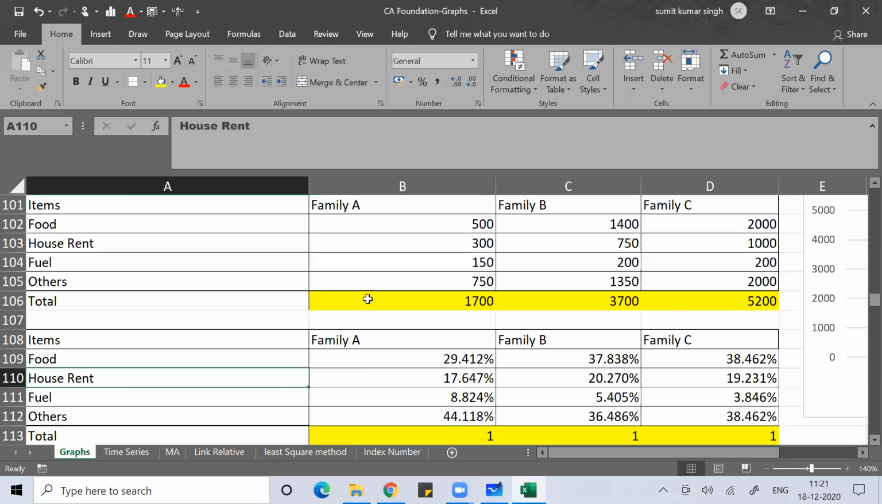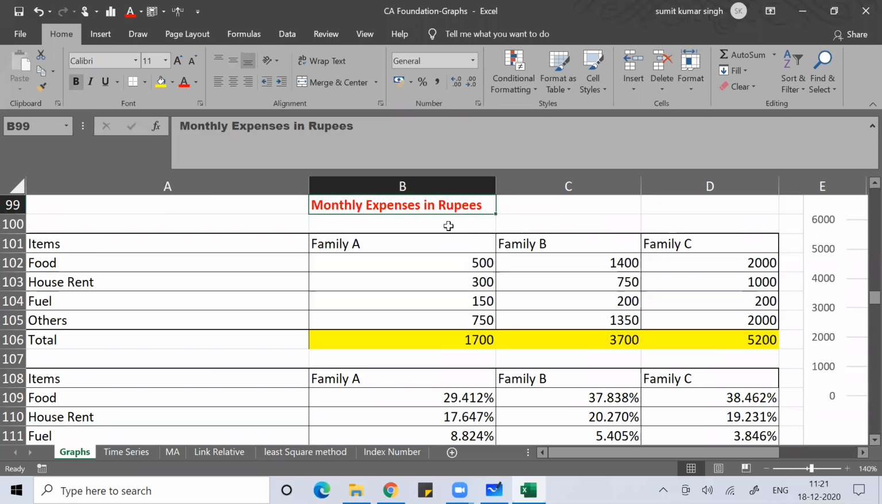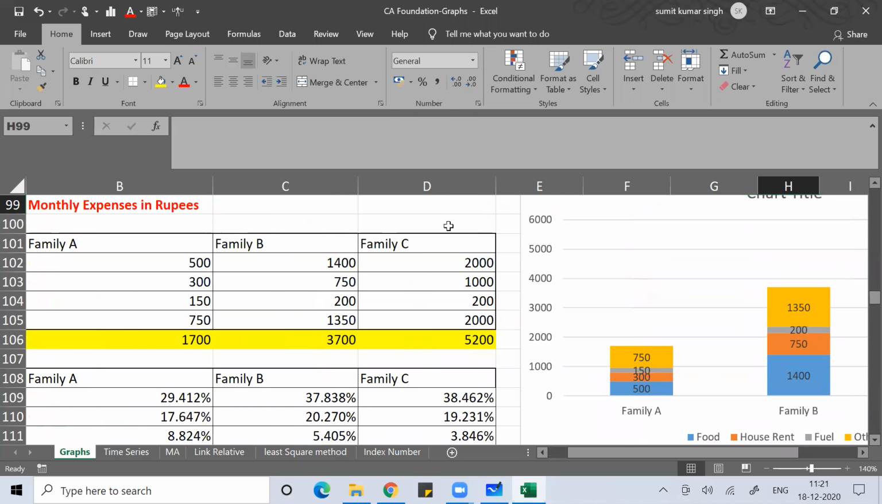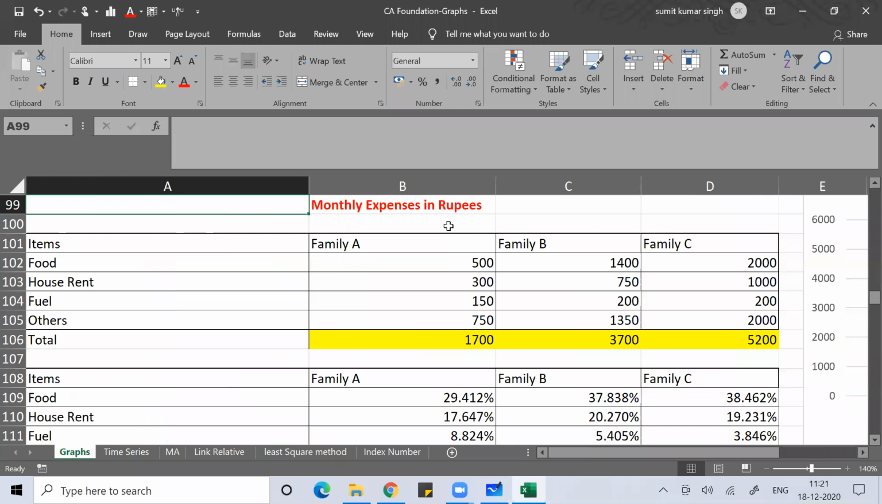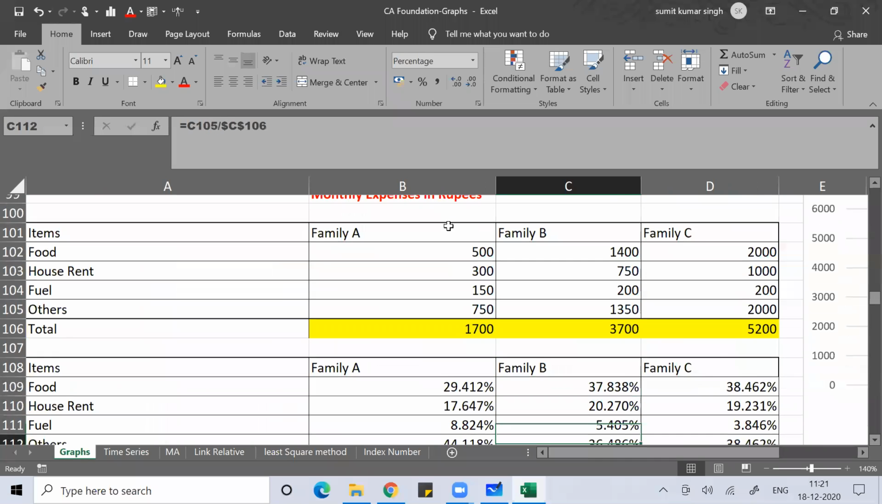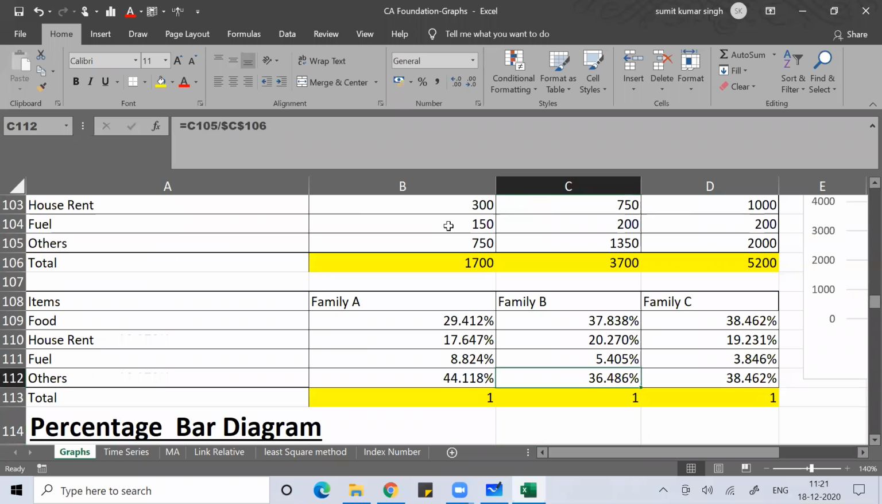Earlier we solved this problem by using a diagram like this. We created this, which is called a subdivided bar diagram. If you do the same calculation in the form of percentage, then it is called a percentage bar diagram.